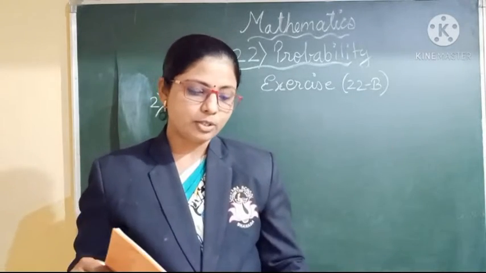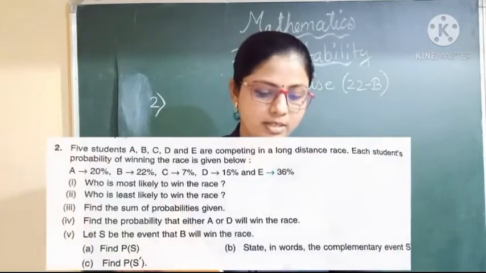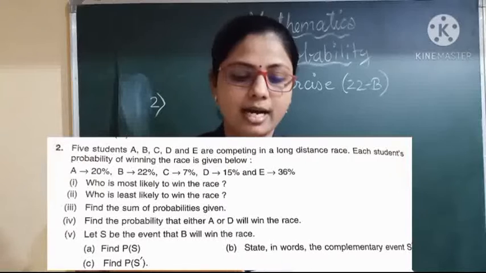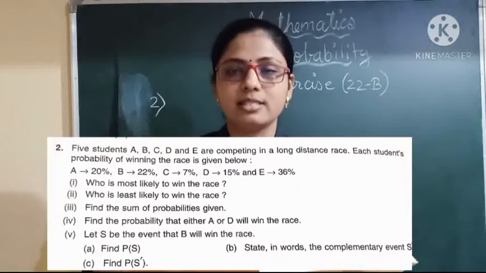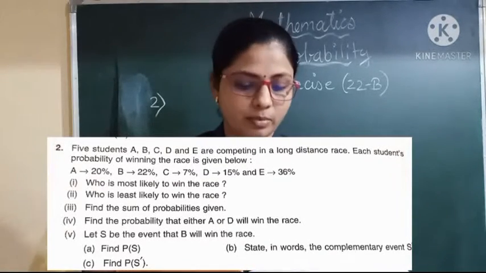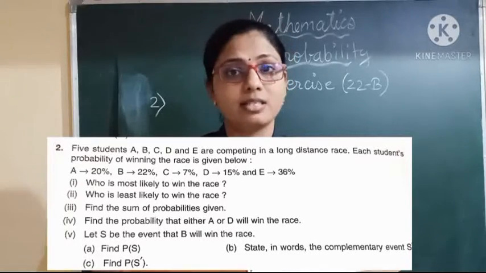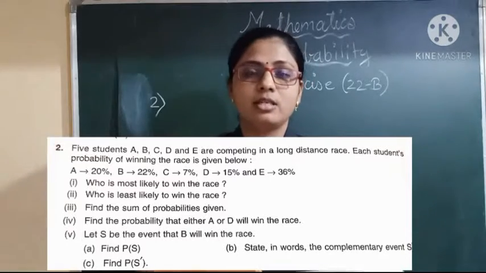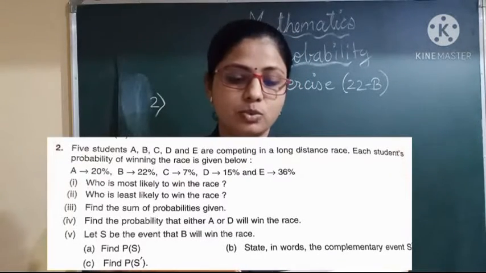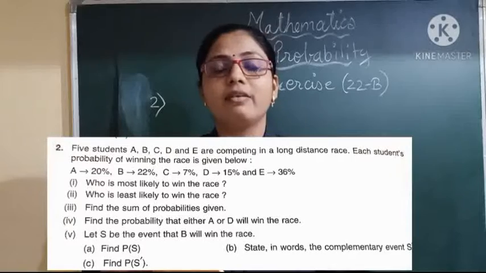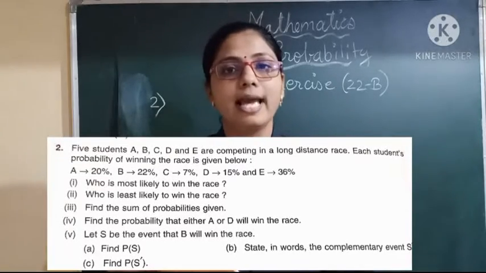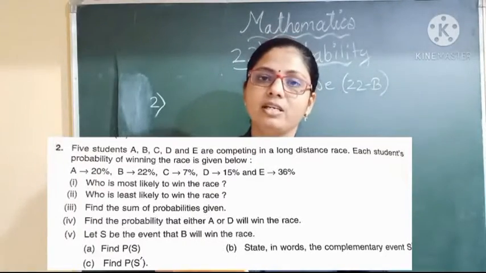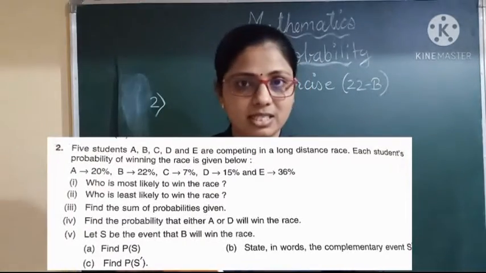So now let us have a look at the next example. 5 students A, B, C, D and E are competing in a long distance race. Each student's probability of winning the race is given below. So there are 5 students competing: A, B, C, D and E. They have the probability of winning given in percentage.